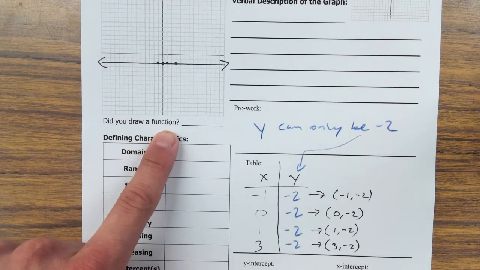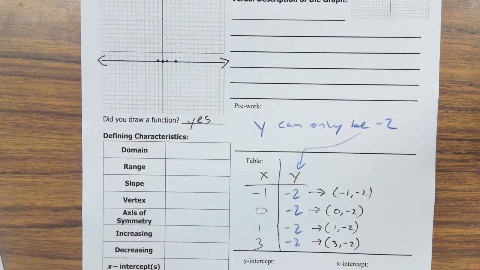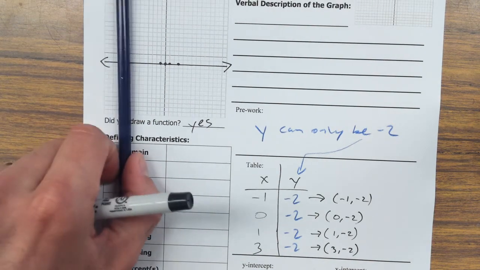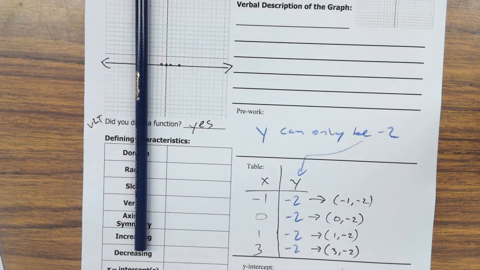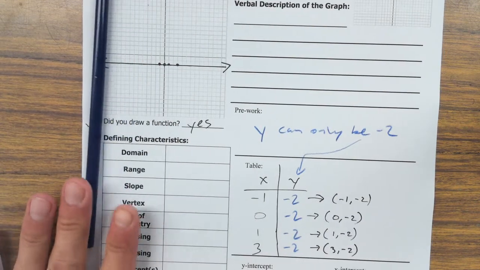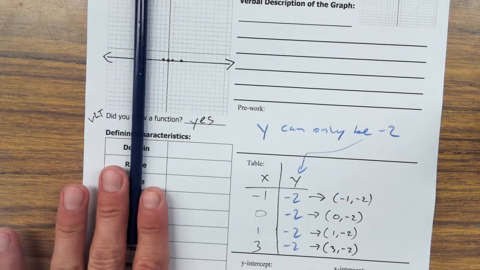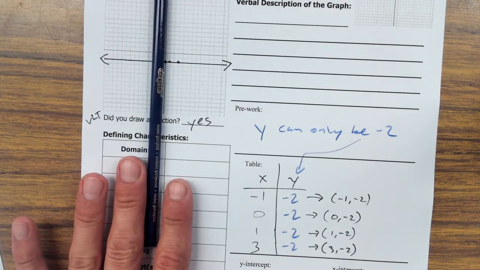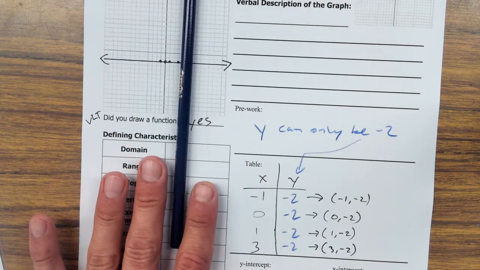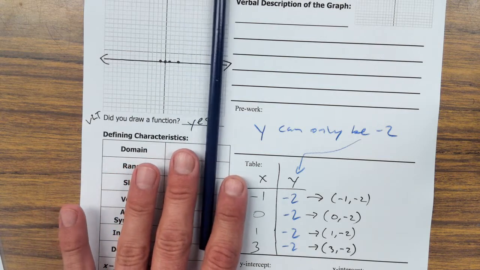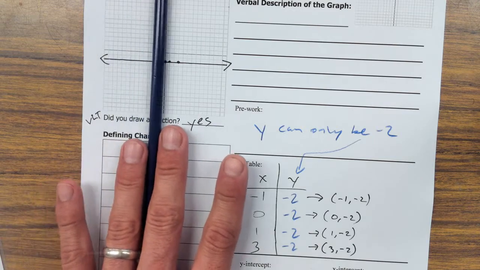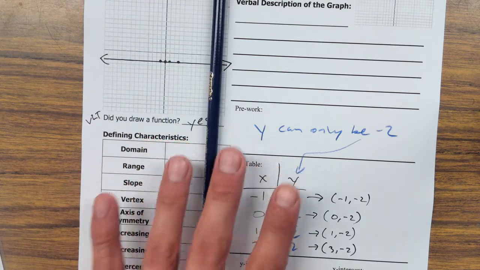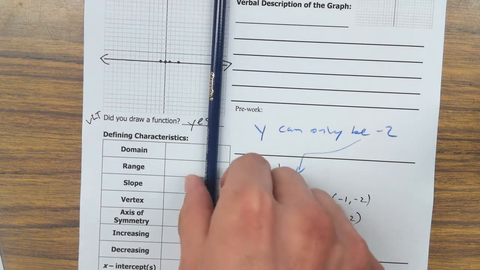Did you draw a function? Yes. Why do we know it's a function? If you remember from middle school, there is something called the vertical line test, or the pencil test. That means if you roll a pencil from left to right, does it touch one location at one time? The answer is yes. It never touches multiple locations at one time. So this is indeed a function.